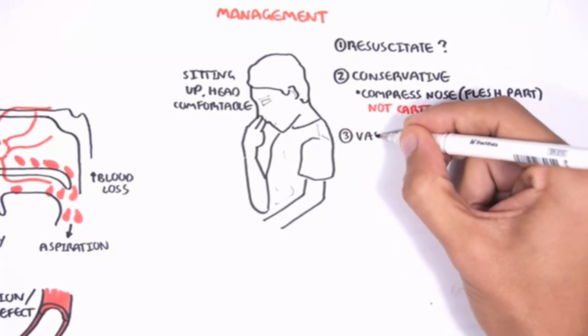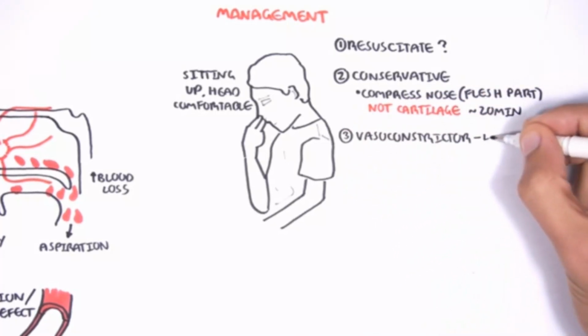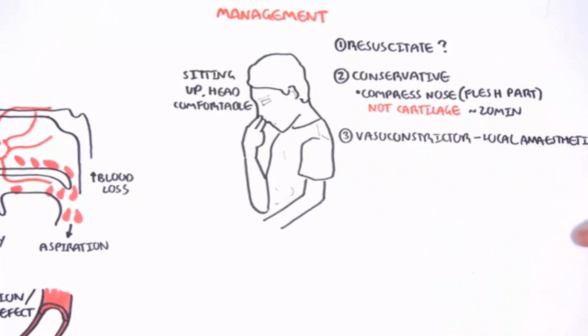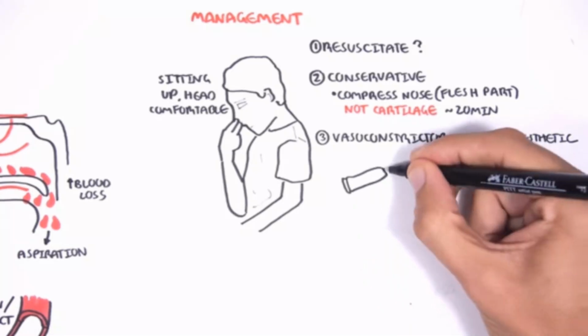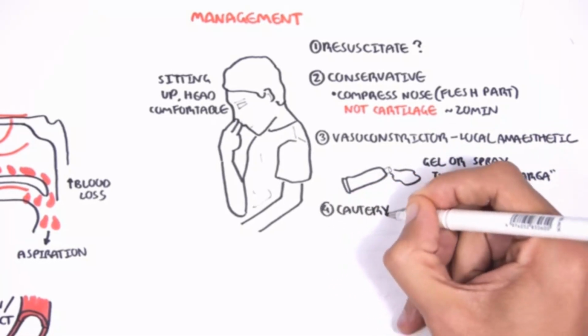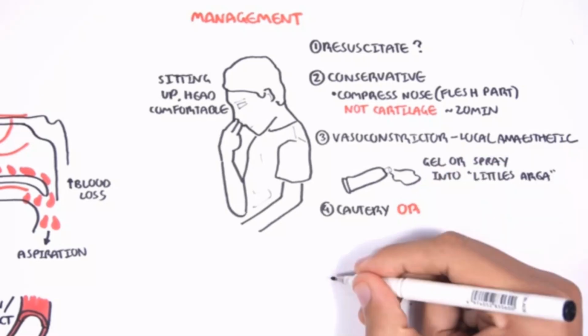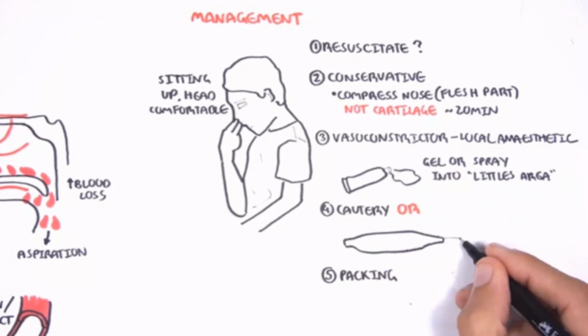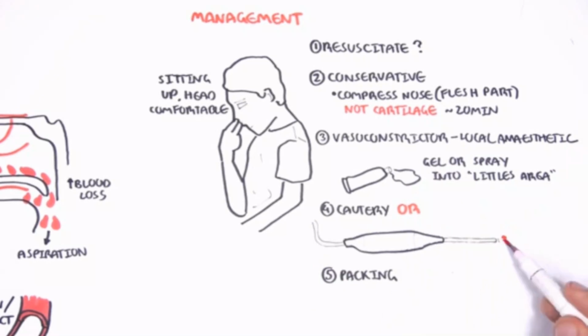You can also use vasoconstrictors, such as local anesthetics, to also reduce the pain. This can be a spray or gel, and Little's area is targeted in this case. Following local, there is also the option of cauterization, sealing off the bleeding area, or packing the nasal cavity.